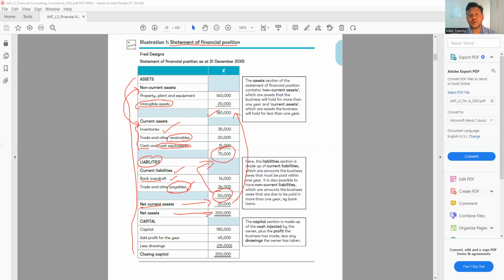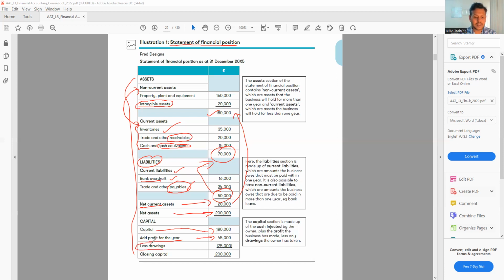The formula we have to remember to calculate the closing capital is: opening capital, which is from the trial balance, then add the profit for the year. That's from the profit and loss account. So how much profit did we make on the profit and loss account? We have to record it here. And we have to minus the drawings.